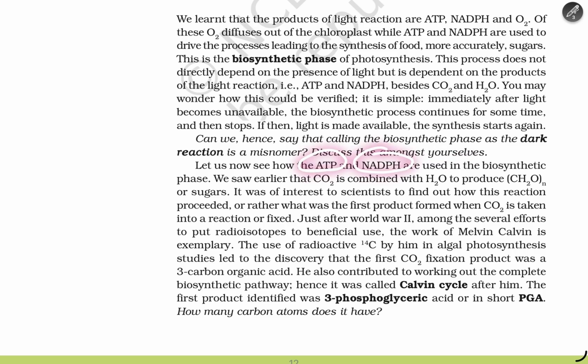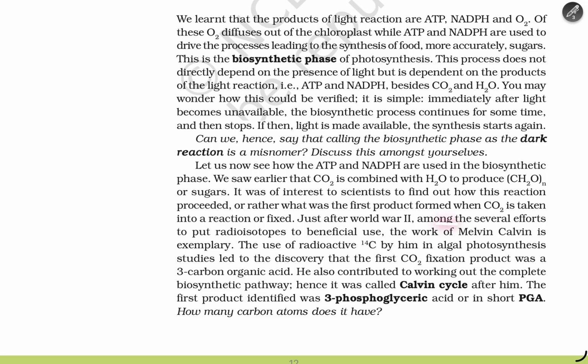Let us see how the ATP and NADPH are used in the biosynthetic phase. We saw earlier that carbon dioxide is combined with H2O to produce (CH2O), the CH2O in the bracket being a sugar. It was interesting to scientists to find out how this reaction proceeds, or rather what is the first product formed when carbon dioxide is taken into the reactions to be fixed.